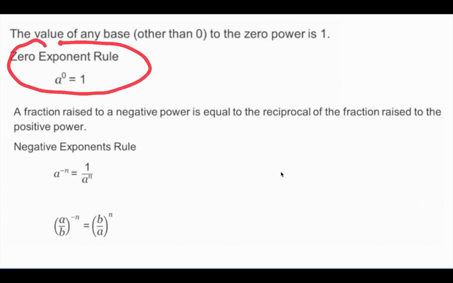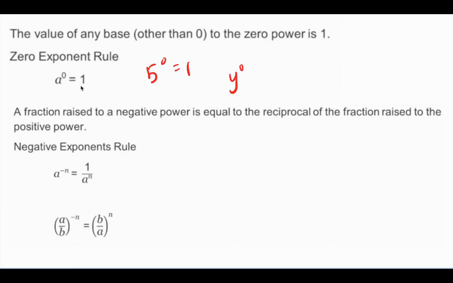Zero exponent rule means any base, any number, any variable taken to the zero power other than zero is equal to 1. So 5 to the 0 equals 1, y to the 0 equals 1, 1/3 to the 0 equals 1. Anything that's not 0 taken to the 0 power is equal to 1. And the instruction kind of went through why that is. So if you need to review the instruction, go back and do that. But we'll go through some examples here today.